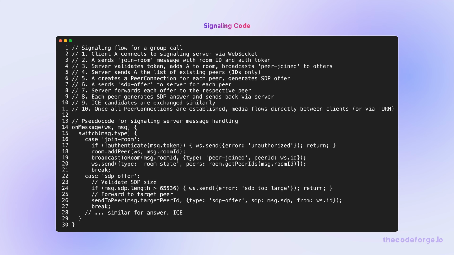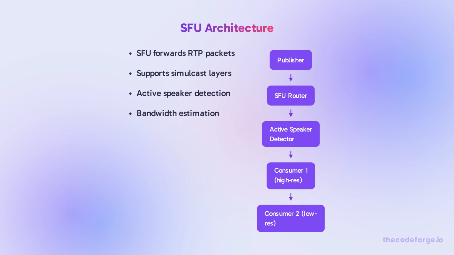Here's the signaling flow in pseudocode. Client A connects, joins a room, gets the list of existing peers, then creates peer connections and exchanges SDP offers and answers through the server. The server validates authentication and SDP size and forwards messages. This ensures low-latency setup.